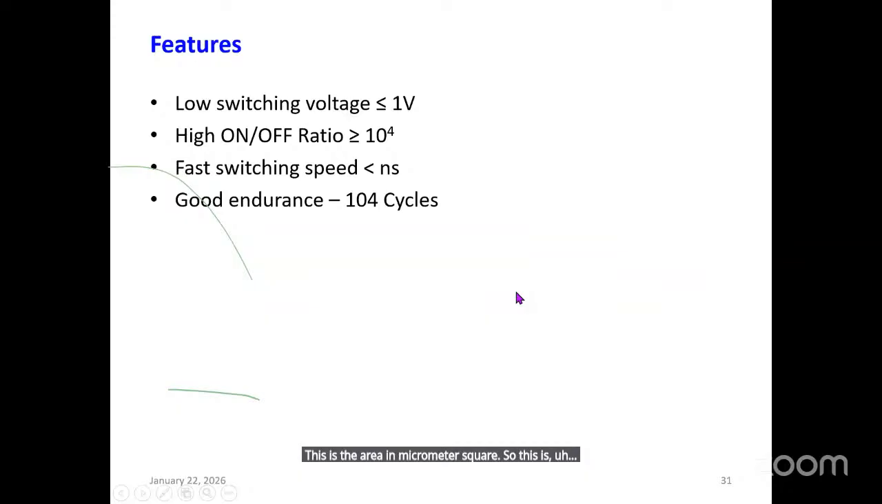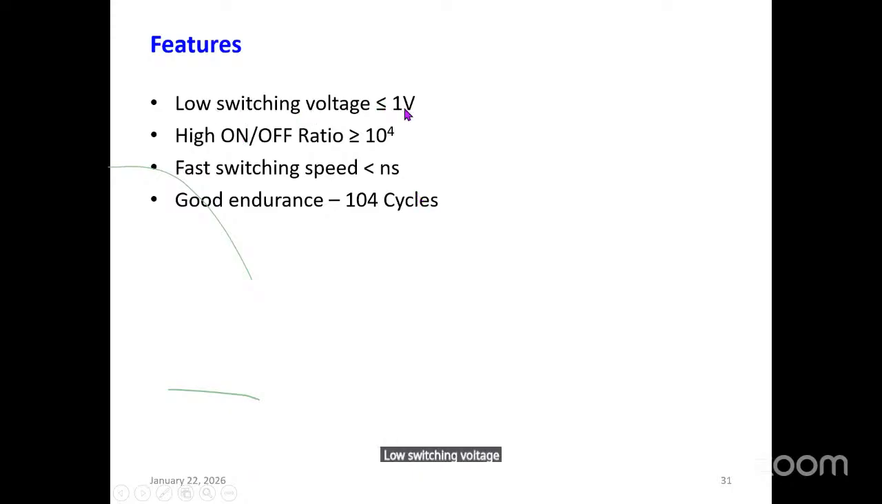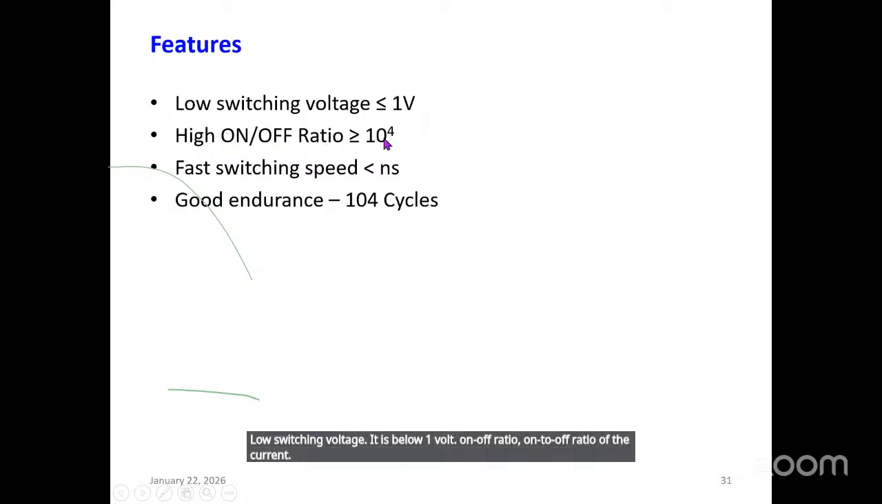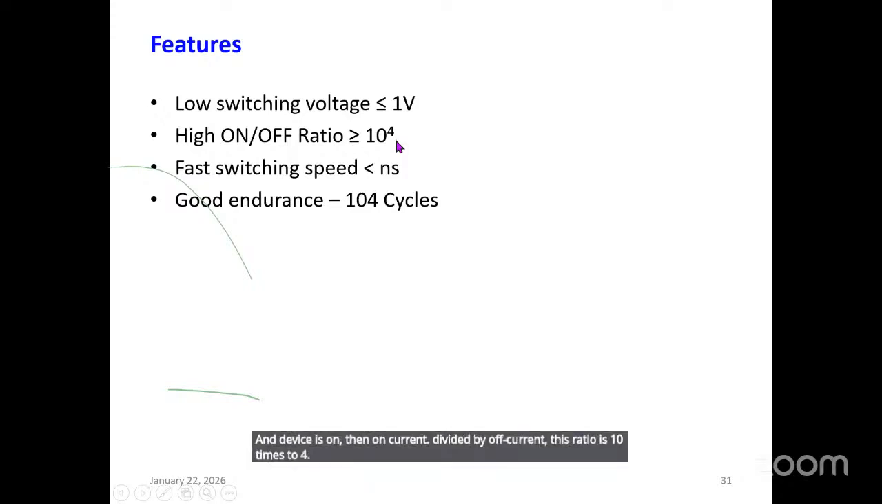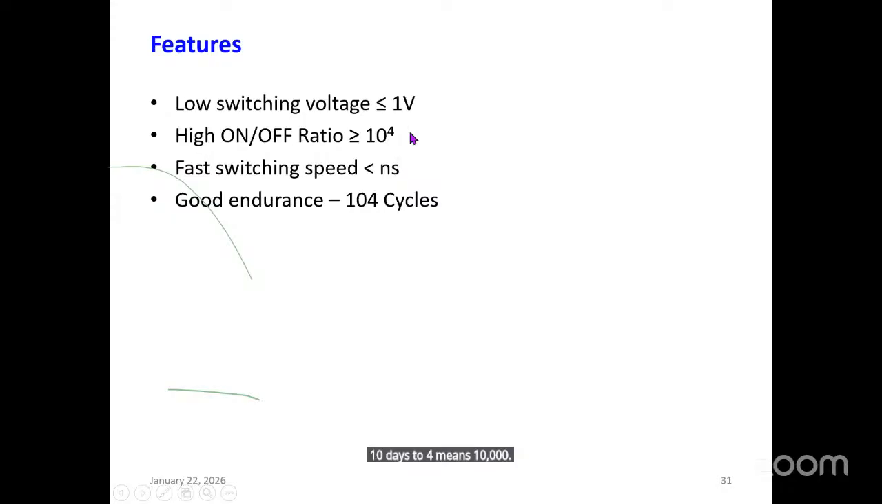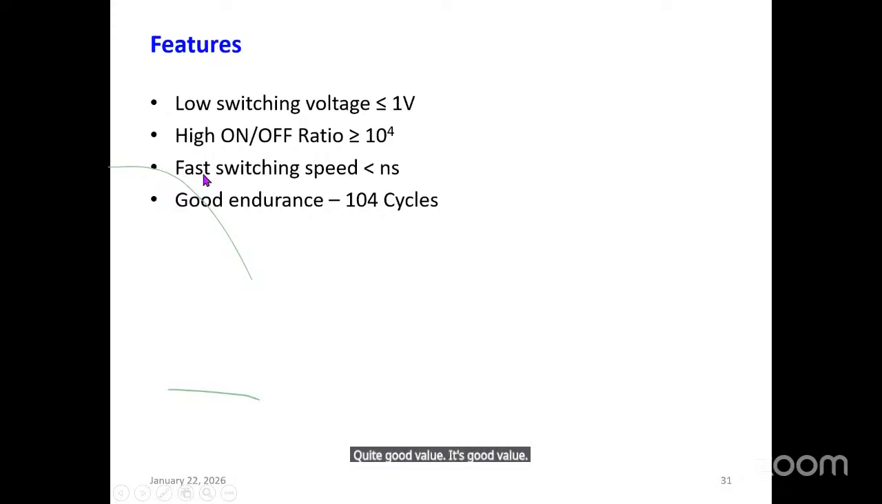So this is all about this device. Purposely, I tried to mention here the features, typical numerical values, and electrical parameters. Low switching voltage, below 1 volt. On-off ratio, the on to off ratio of the current, is 10 raised to 4. It means that when the device is on, the on current divided by the off current is 10 raised to 4, which means 10,000. So the on current is 10,000 times more than the off current. Quite a good value. Fast switching speed, no doubt, in less than a nanosecond.